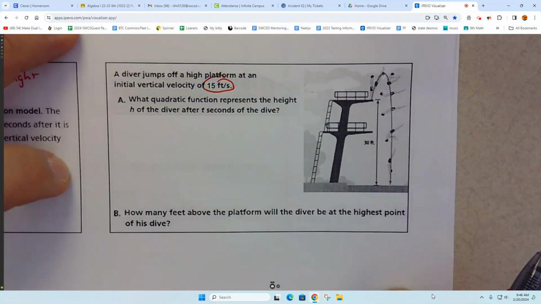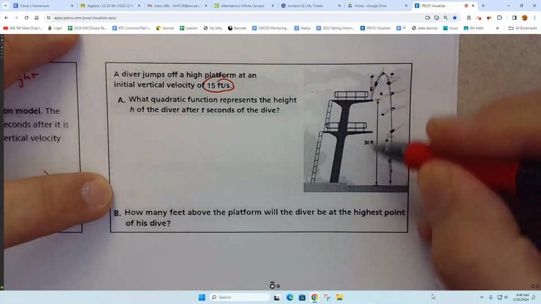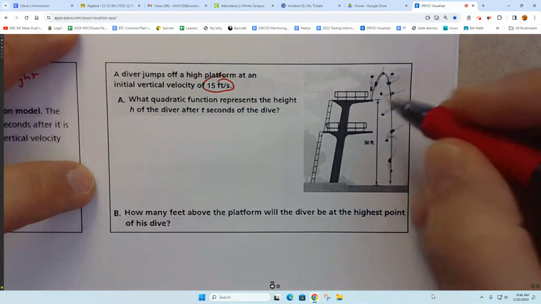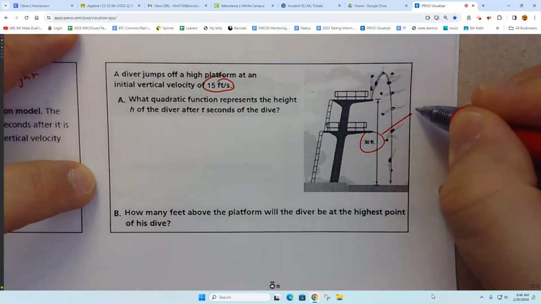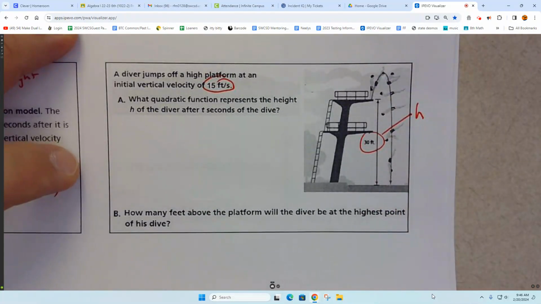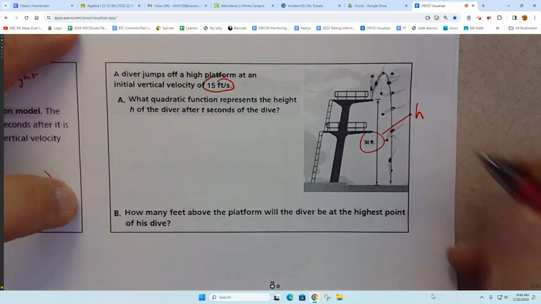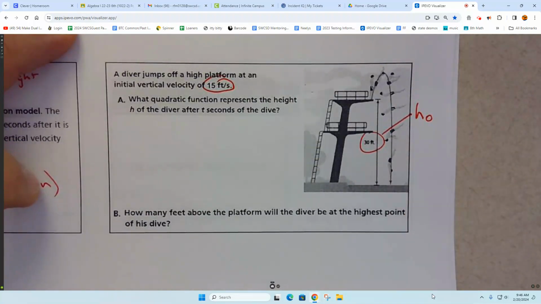What do we need here? I feel like something's missing. Oh, no, there it is. And the initial height, so my initial height is 30. I'm going to go ahead and call that h sub 0, meaning the initial height.